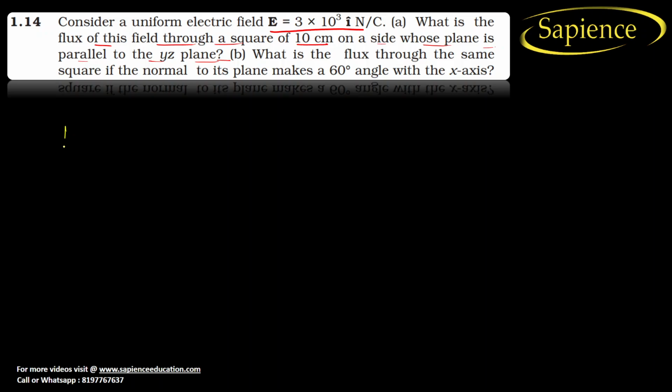So let us consider we have three axes. Let us consider this is your x, this is y and this is z, right? Now they have told that the flux of this field is through a square of 10 centimeter on a side whose plane is parallel to the YZ. So if you take this plane, this plane itself is parallel to the YZ.